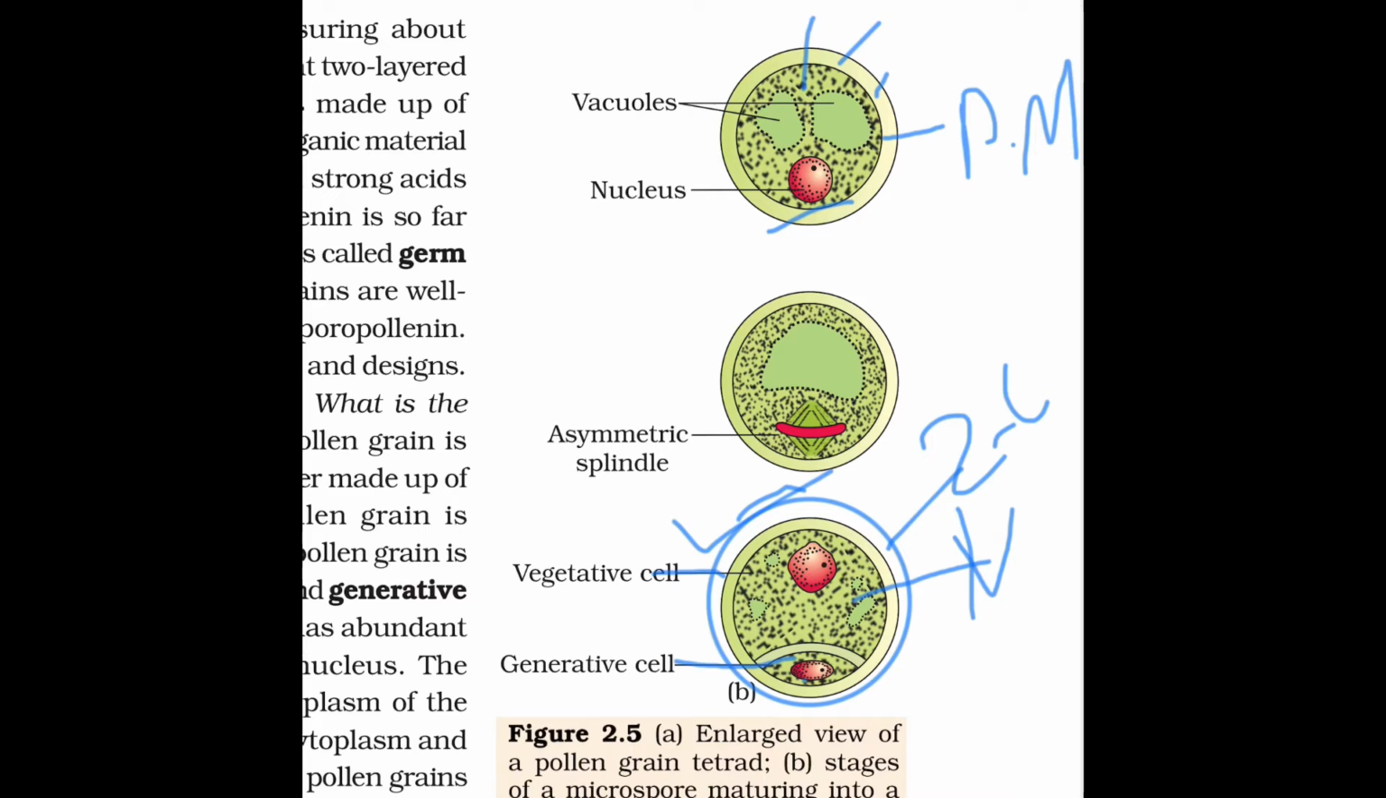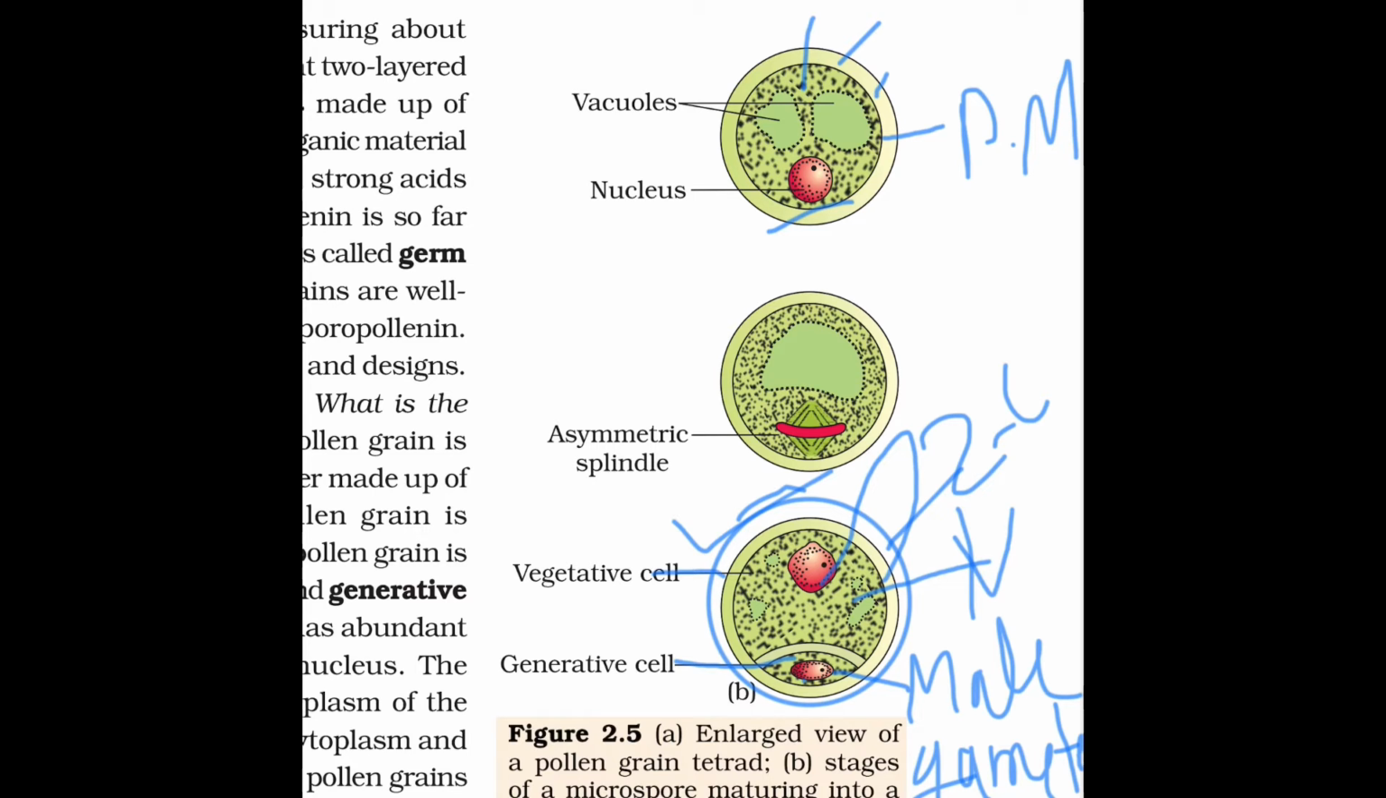The vegetative cell will form the pollen tube, and the generative cell will form male gametes. From the vegetative cell, there is going to be formation of the pollen tube, and from the generative cell, there is going to be formation of male gametes. In 60% of plant species, the pollen grains are shed in the two-celled stage. But in 40% of plant species, pollen grains are shed in the three-celled stage.